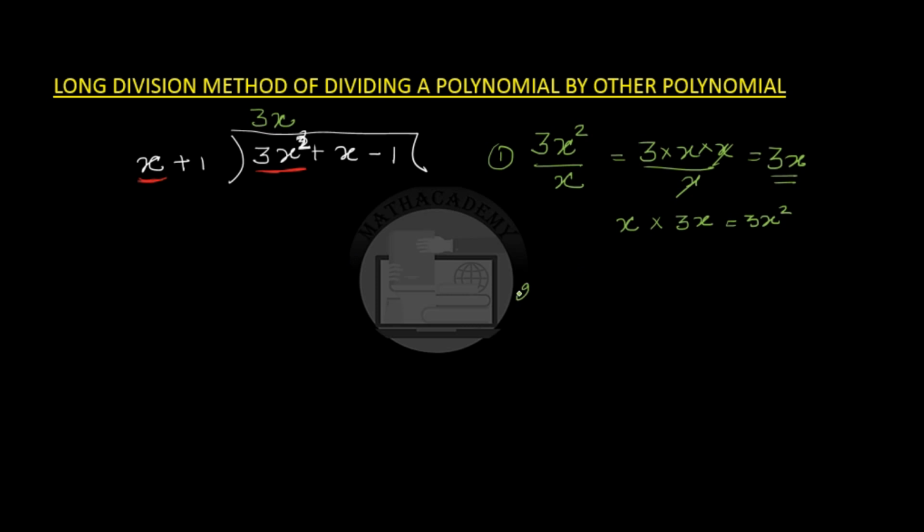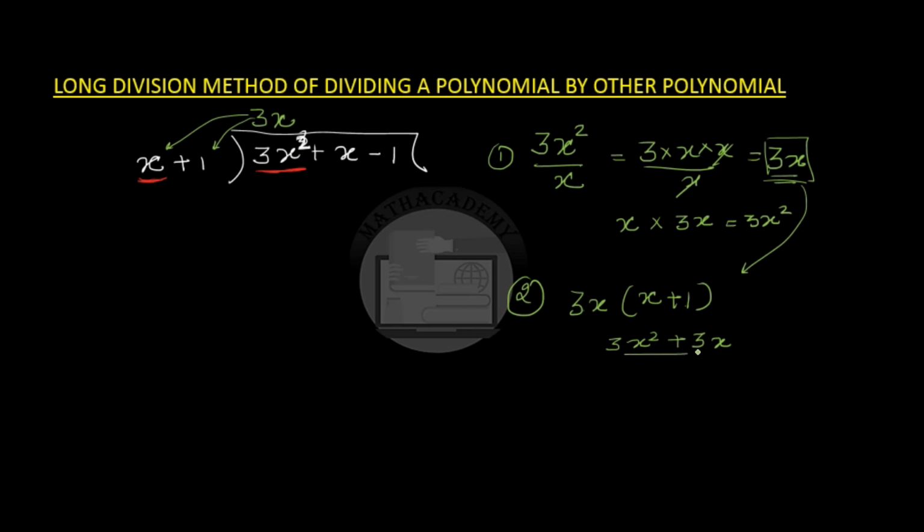In step 2, we have to multiply the first term which we have got in the quotient, which is 3x. So this 3x has to be multiplied by each term of the divisor. So this 3x has to be multiplied by x and by 1. 3x multiplied by x gives us 3x square, and 3x multiplied by 1 gives us plus 3x. We write this below the like term. So I write a 3x square here and a plus 3x here.